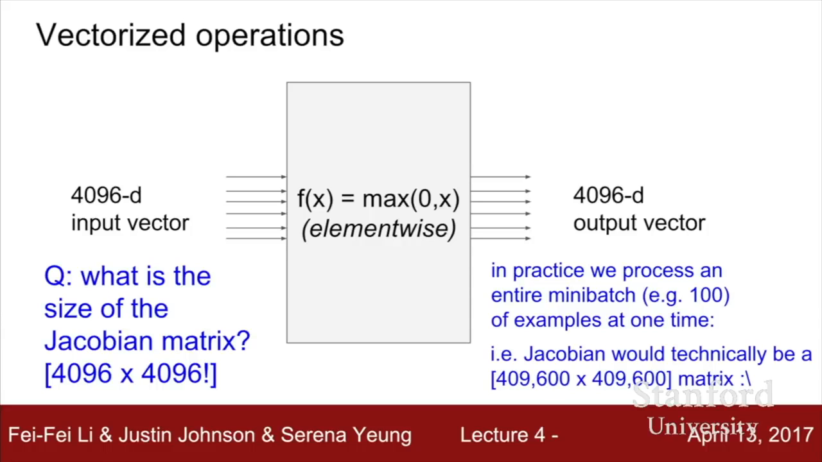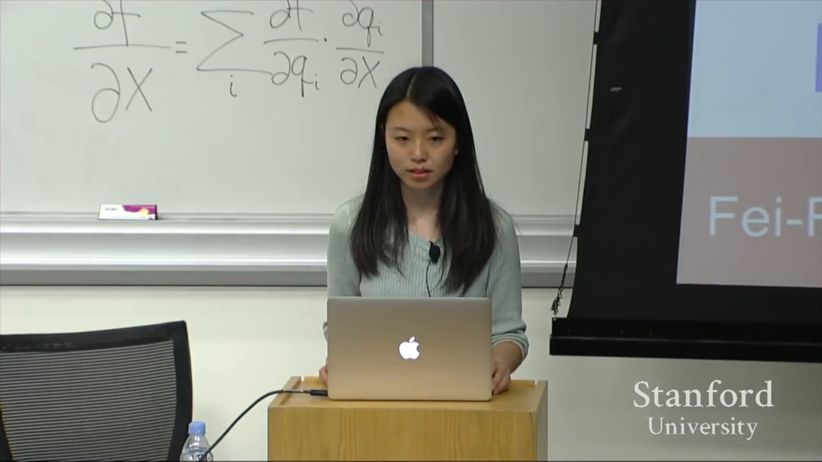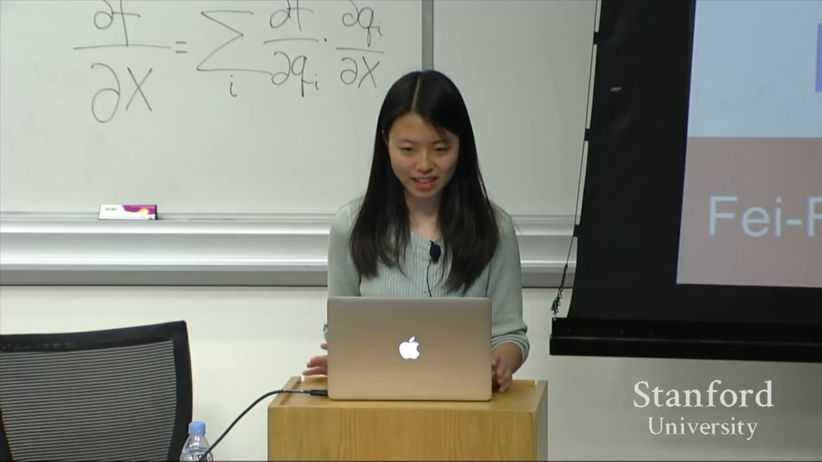So in practice, though, we don't actually need to compute this huge Jacobian most of the time. Why is that? What does this Jacobian matrix look like? If we think about what's happening here, where we're taking this element-wise maximum, and we think about each of the partial derivatives, which dimensions of the inputs affect which dimensions of the output? What sort of structure can we see in our Jacobian matrix? Okay, so I heard that it's diagonal.